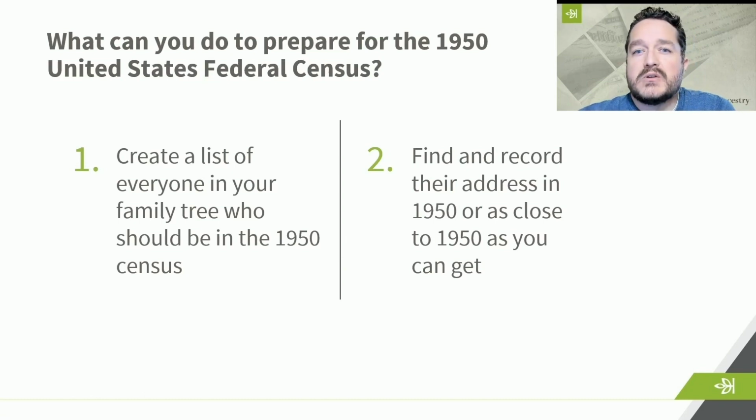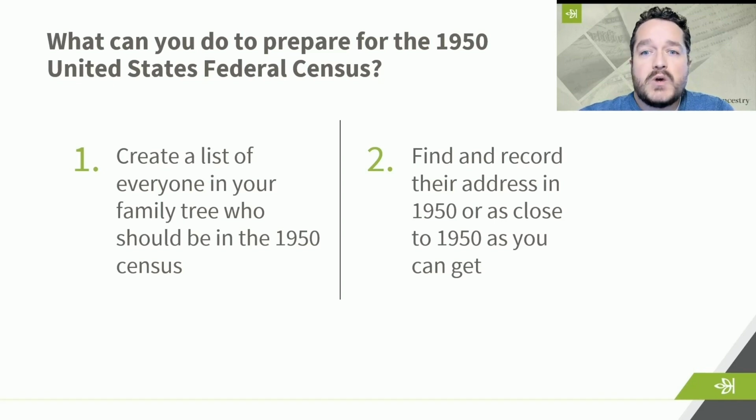Even though you're not going to be able to immediately search by names, there's still things that you can do to prepare so that you'll be able to find your family as soon as the ability to browse the images is available. The first thing you can do is create a list of everyone in your family tree who should be at the 1950 census.